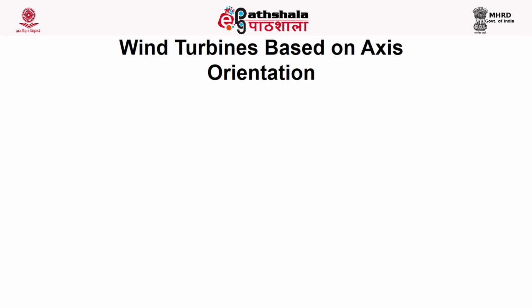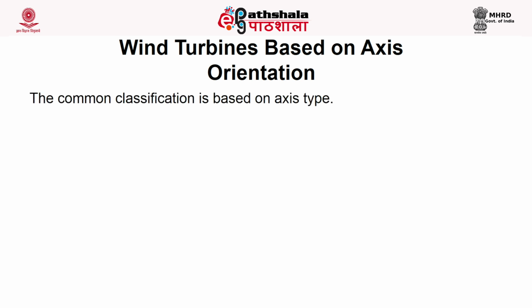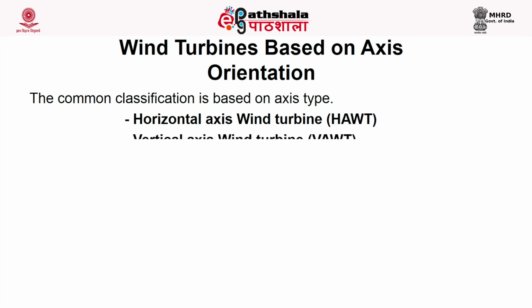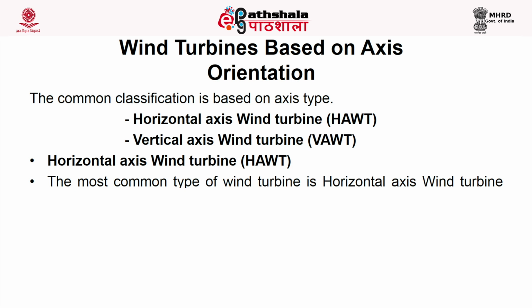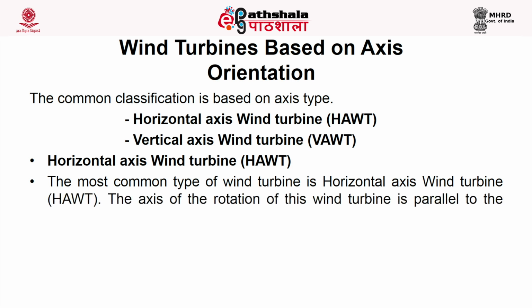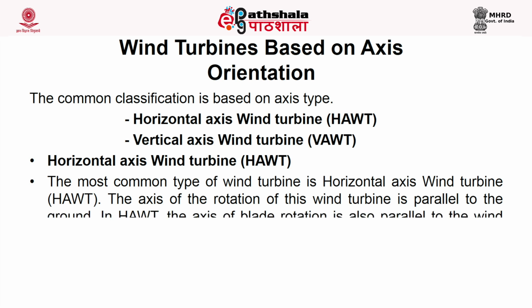Now let us see the wind turbines based on the axis of rotation. This is the common classification. It is based on the axis type, and there are two types: horizontal axis wind turbine, abbreviated as HAWT, and vertical axis wind turbine, abbreviated as VAWT.